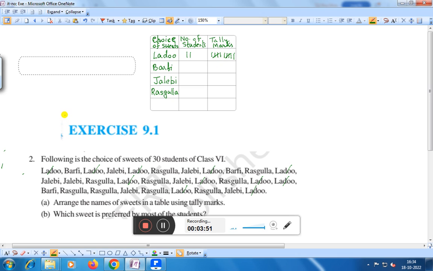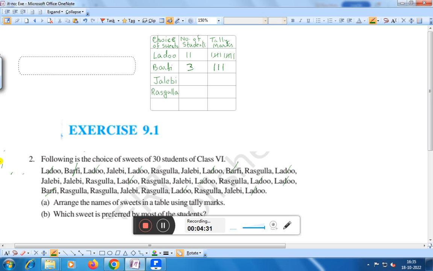Barfi. Let us count Barfi: 1, 2, 3. The number of students for Barfi is 3 and the tally mark is 1 2 3.